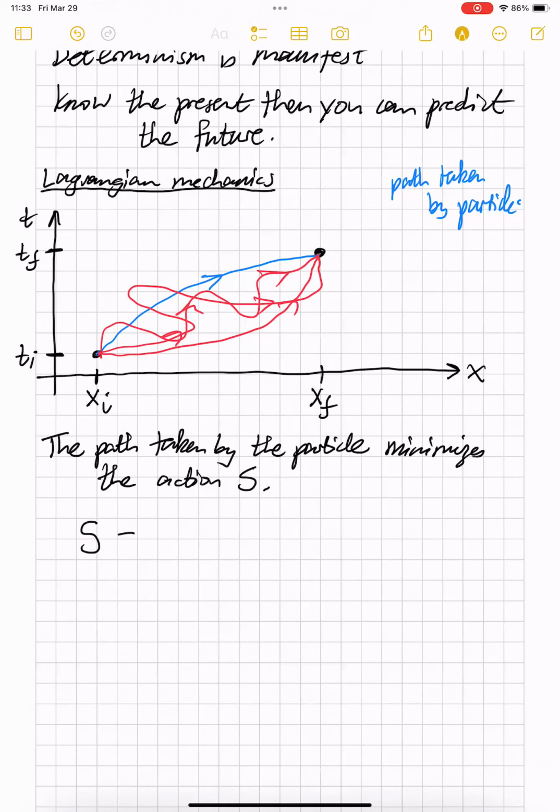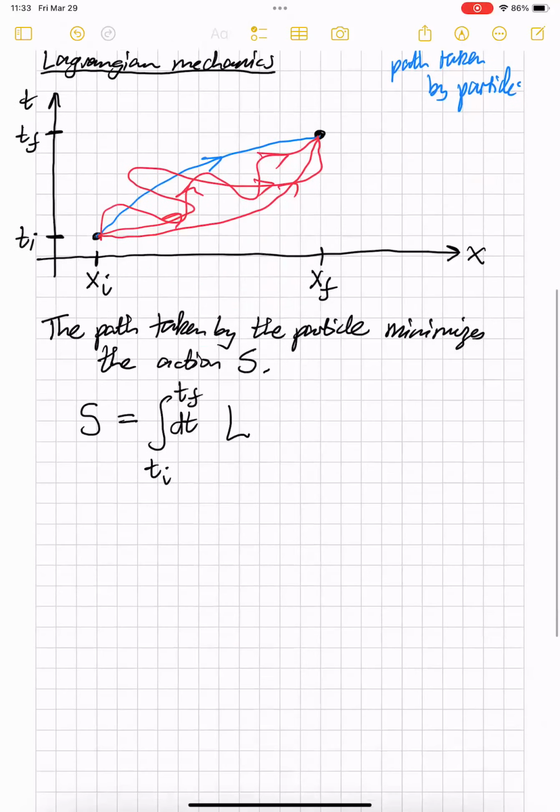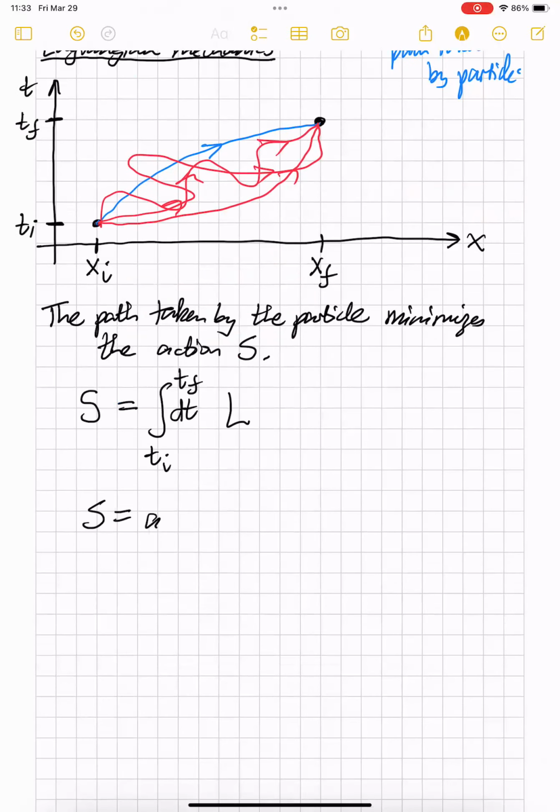So now let me start off and tell you what the action is. So the action S is usually written as an integral. So this is an integral over time, dt, from the initial time to the final time of some other quantity L. Okay, so I've just introduced two new quantities. S is the action, and L is called the Lagrangian. And we'll make all of these very concrete very soon. And the Lagrangian, the only thing I'm going to tell you about it at this stage is that it depends both on x dot and on x. So both on the time derivative of x and on x itself.